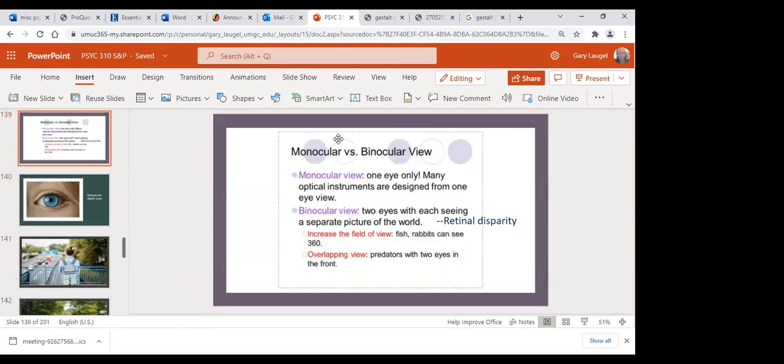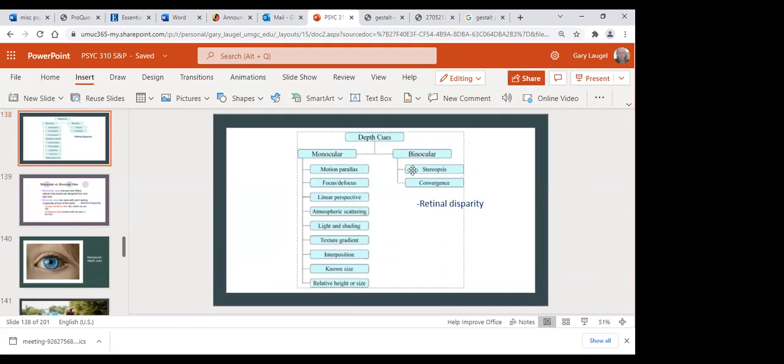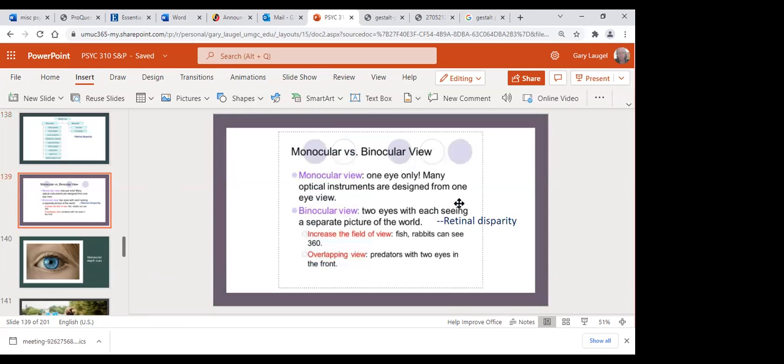Those are the monocular depth cues. And the binocular depth cues? Well, we have what's called stereopsis, which is the use of two eyes to perceive distance and depth. An important factor here is called retinal disparity, which means that when you're using two eyes to see, you're not using just one eye, you're using two eyes, each seeing a separate picture of the world. That's called retinal disparity, right?